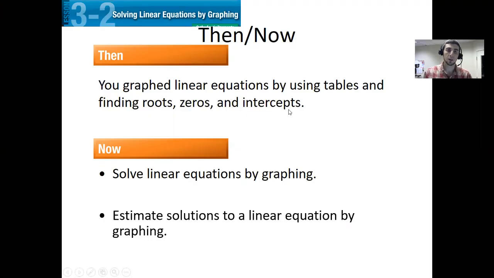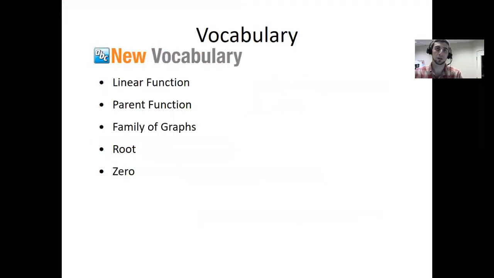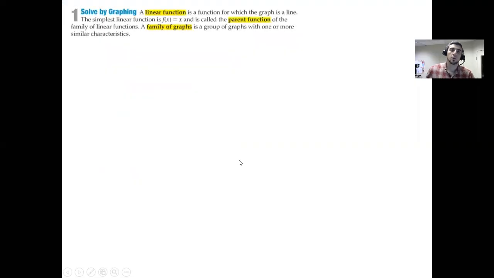So here's the new vocabulary that we're going to talk about: linear function, parent function, family of graphs, root, and zero. First in this video, we're going to talk about how to solve an equation by graphing. A linear function is a function for which the graph is a line. The simplest linear function is f of x equals x and is called the parent function of the family of linear functions. A family of graphs is a group of graphs with one or more similar characteristics.